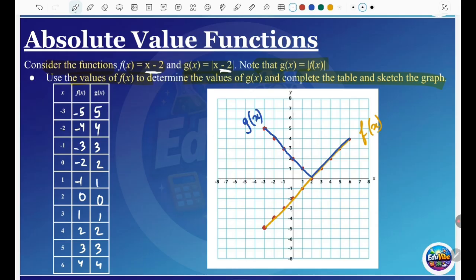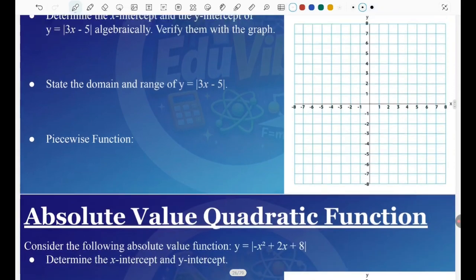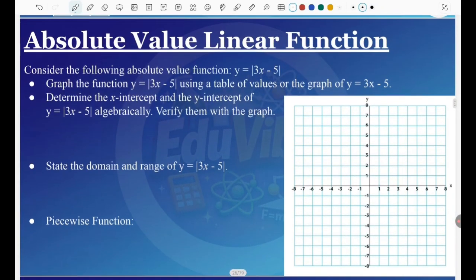We have one piece, and then we have another piece which lies on the linear function. So we have to mention that they lie on the same original function. That kind of thing we have to know. So this is only an example type of graph. Now we're doing the absolute value of the linear function and the quadratic function, which will give more clarity. Consider the following absolute value, which is y is equal to 3x minus 5.